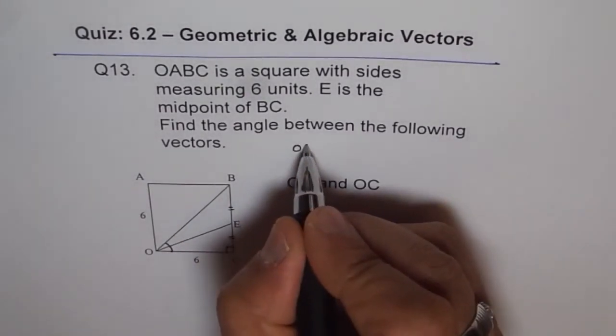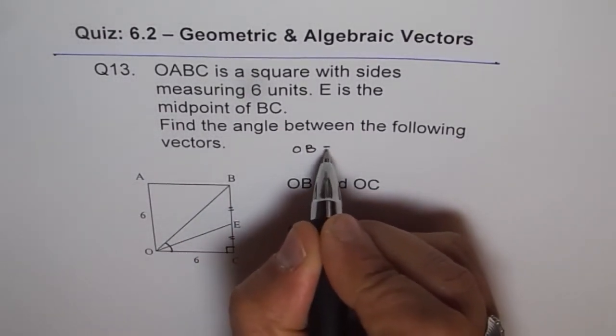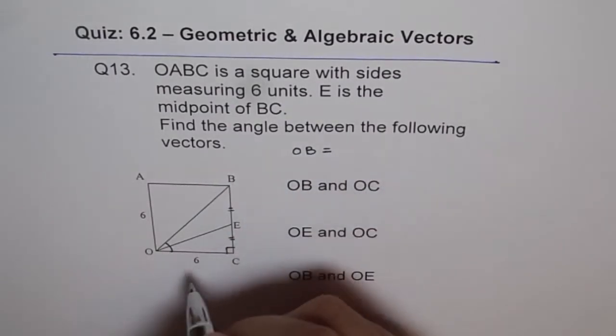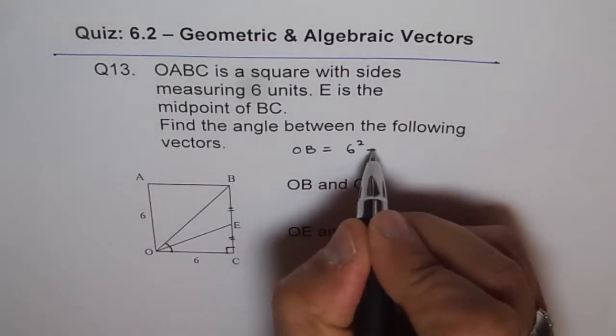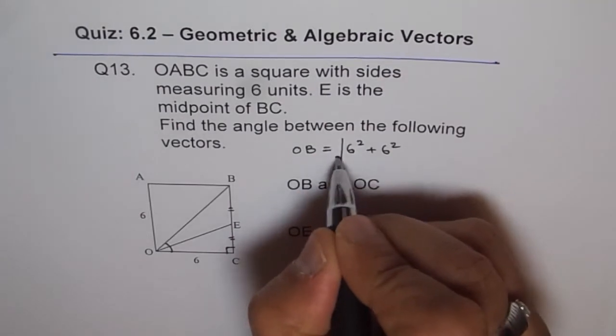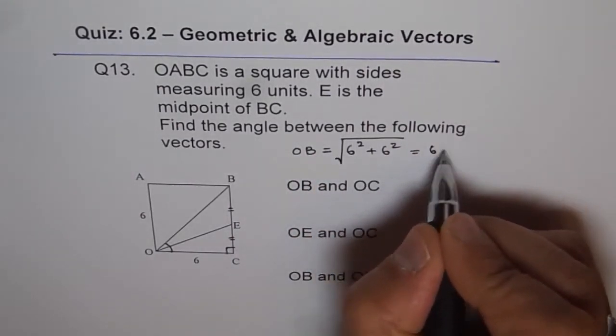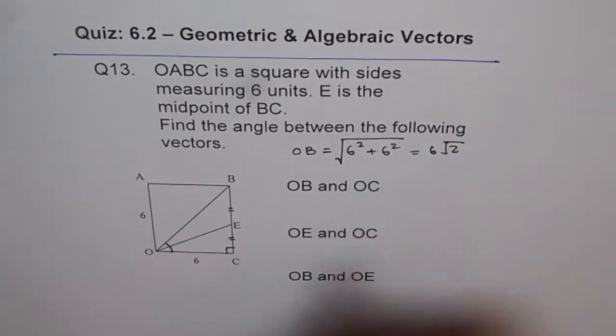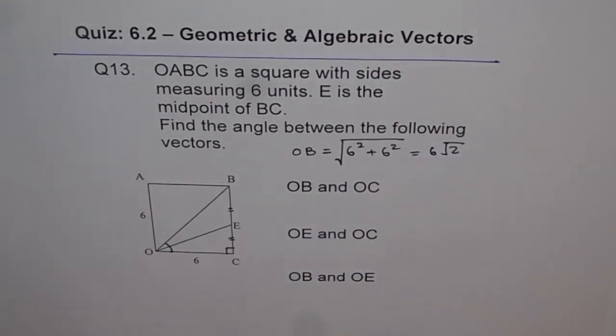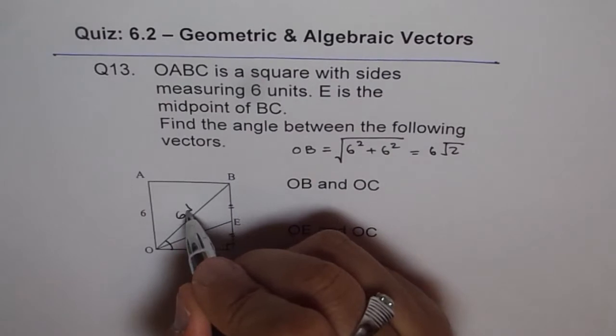So OB is equal to the square root of 6 squared plus 6 squared, which is equal to 6 times square root 2. So that is the value of OB. So we have OB as 6 square root 2.